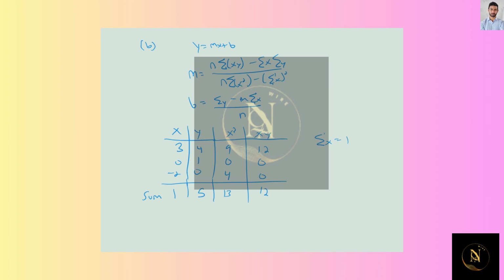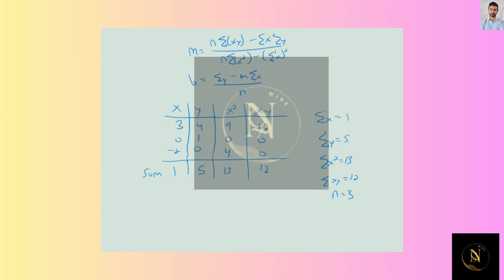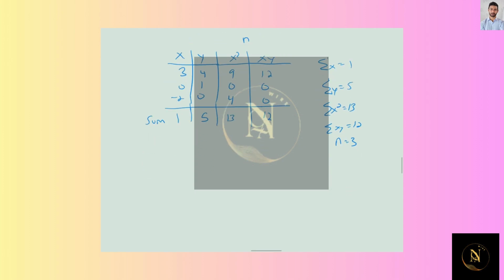So our sum of our x's is 1. Our sum of our y's is 5. Our sum of the x squareds is 13, and our sum of the product of x and y is 12, and we have 3 data points. So slope would be 3 times 12 minus 1 times 5, divided by 3 times 13 minus 1 squared. So that's 36 minus 5 over 39 minus 1, or 31 over 38.